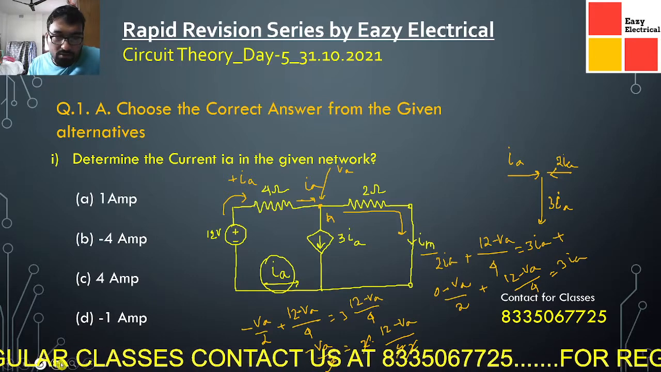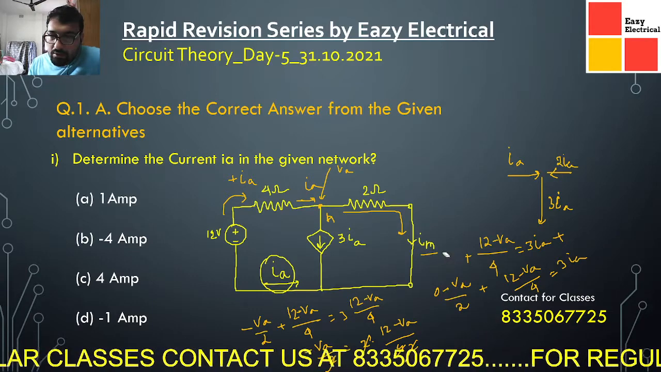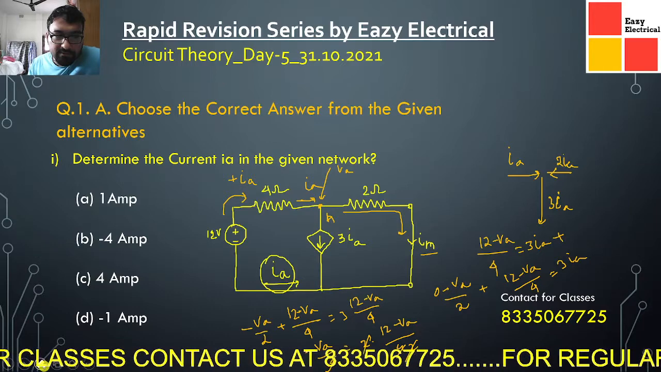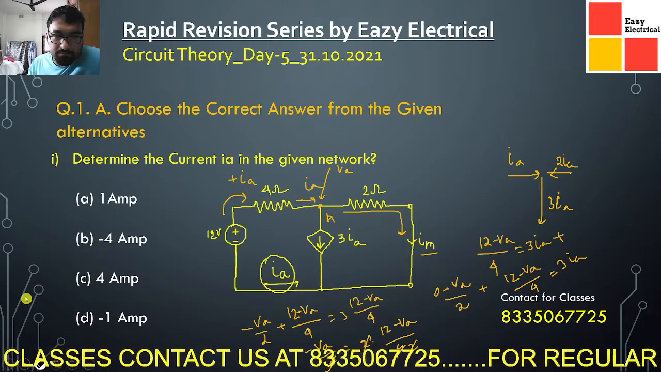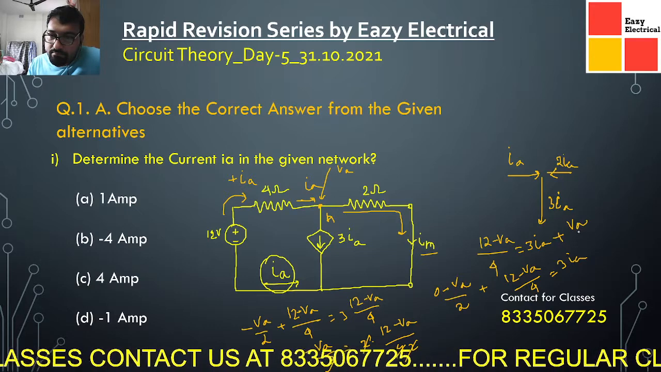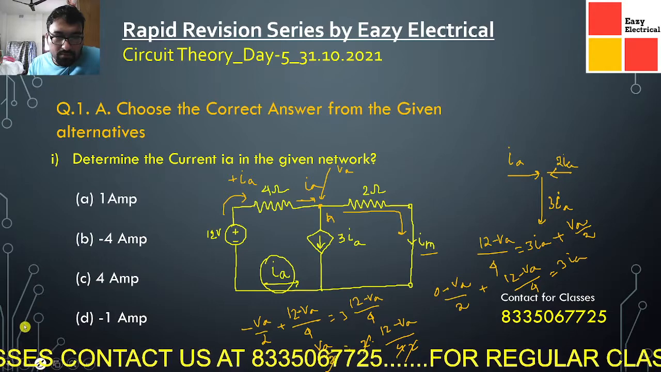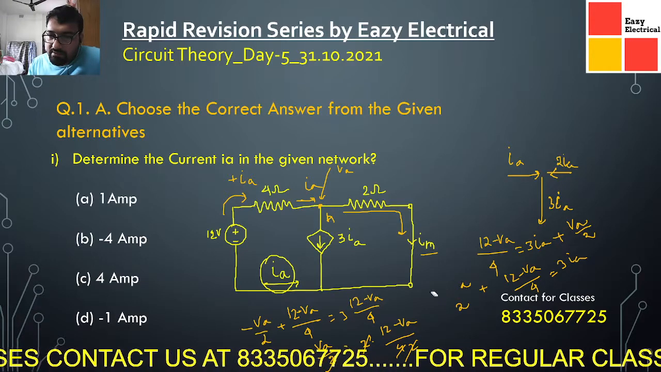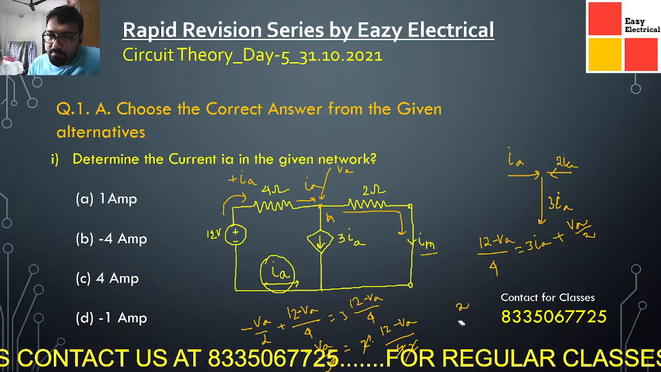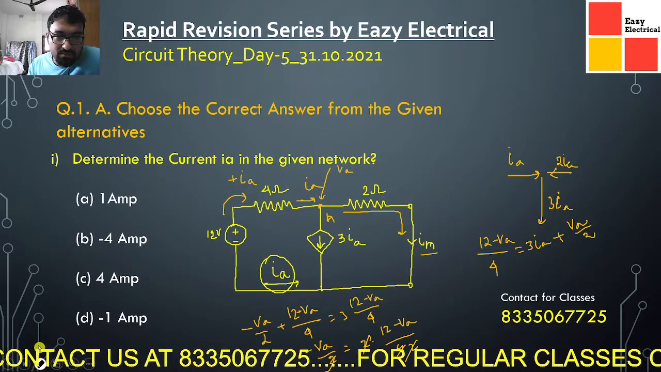This 2IA will not be there because we are dealing with something else. So this will be 3IA plus VA by 2. I'm just erasing all the wrong parts. You just have to change the sign once again, and that will be okay.